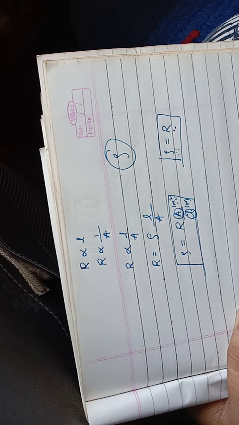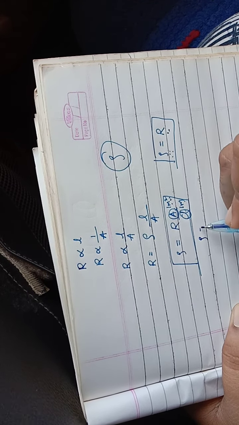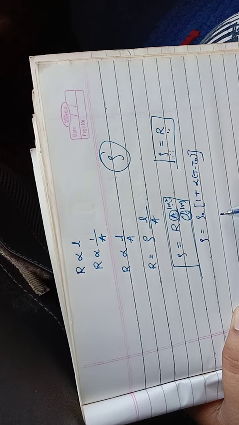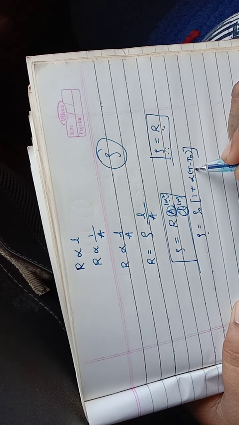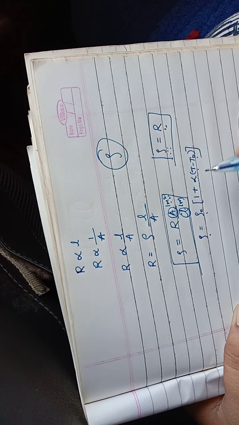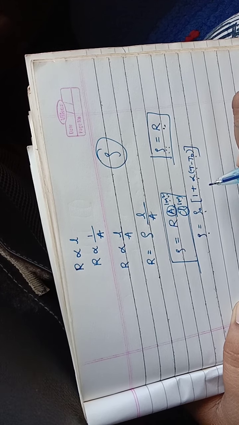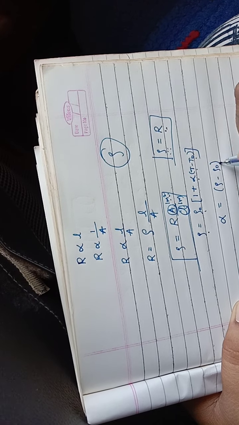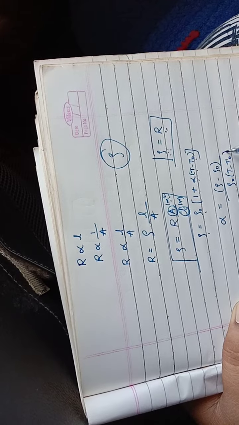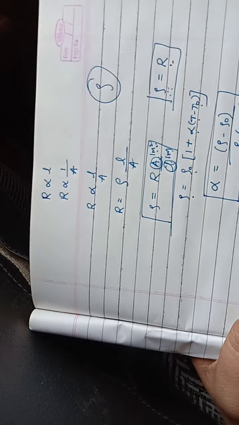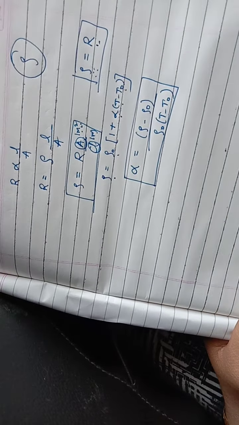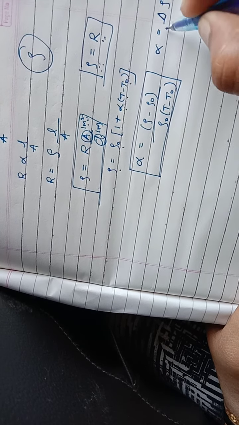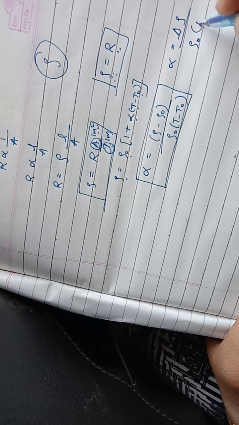So the temperature dependence of resistivity is given by one equation: rho is equal to rho naught into 1 plus alpha into T minus T naught. Here rho is the resistivity at temperature T, rho naught is the resistivity at temperature T naught, and alpha is the temperature coefficient of resistivity. And how have we defined alpha? Alpha is equal to rho minus rho naught divided by rho naught into T minus T naught, or also you can write it as del rho divided by rho naught into del T.